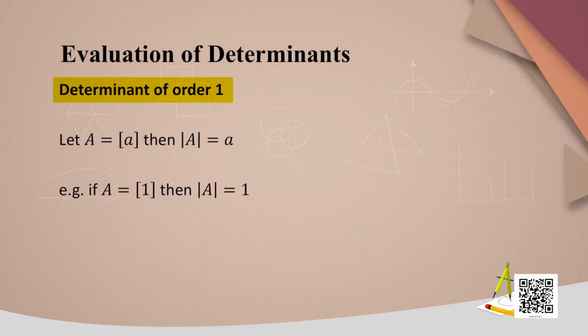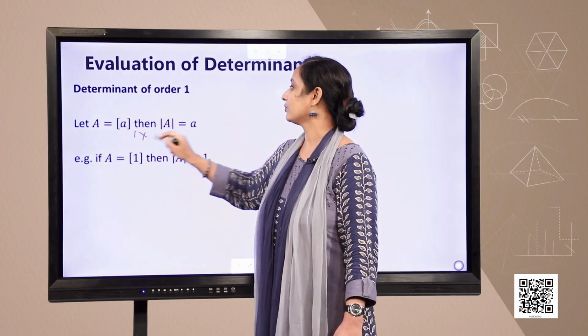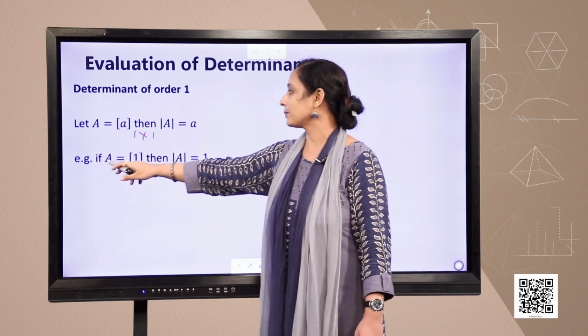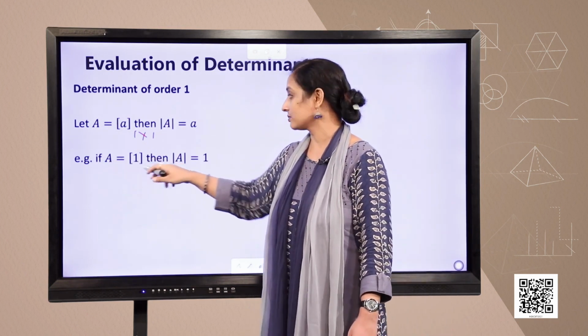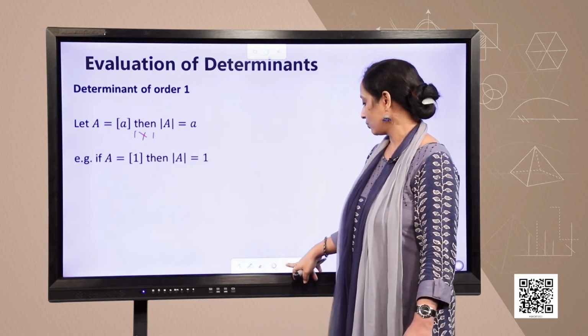So determinant of order 1. Let A be a matrix of order 1 by 1. So determinant A is this number a only. For example, if I take matrix A as consisting of a single element, a1, then its determinant is 1.